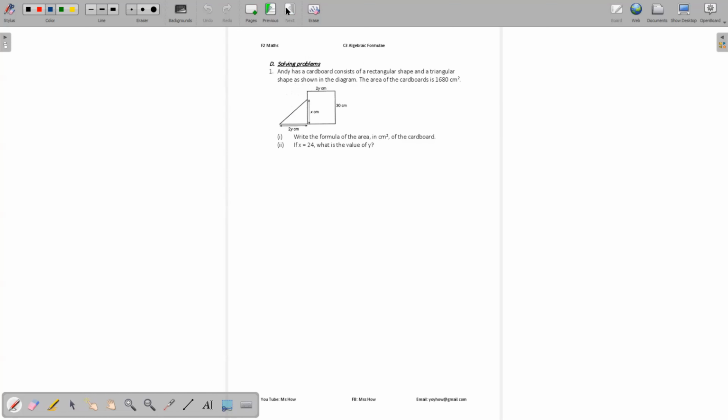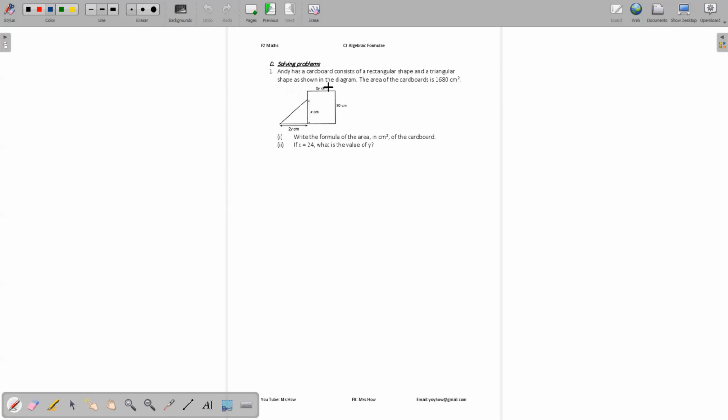Okay, so next, let us try some word questions. In this chapter, you will get some word questions as well sometimes. Now let us look at this. Andy has a cupboard consisting of a rectangular shape and a triangular shape as shown in the diagram. The area of the cupboard is 1,680 centimeters square. First write the formula, and then second they ask you to find the value of y. So first let us find the area formula first.